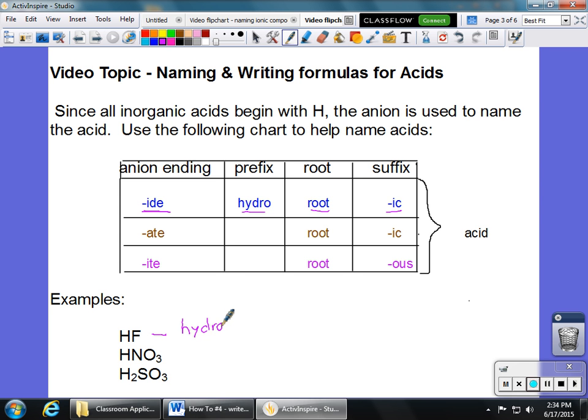Again, hydrofluoric acid. We identified it as an IDE ending, and then we do the replacement with our chart. And the next one starts with H, it's an acid, but NO3 is nitrate. And so if we're looking at nitrate, it becomes nitric acid. Very simple. Again, similar ending, but without the prefix hydro, you can tell the difference between them.